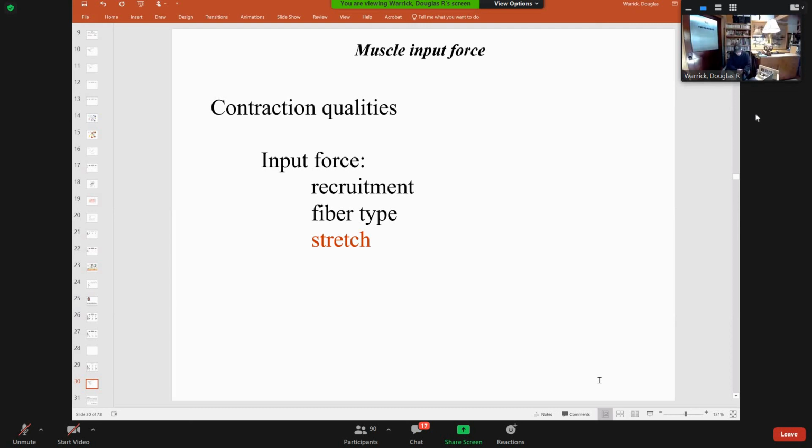But it also is important that the muscle is geometrically and physically prepared to contract. And this idea of stretch, how much a muscle is stretched before it starts contracting, is something that you may intuitively understand. If you've ever watched baseball or thrown anything, you understand that the windup is important.